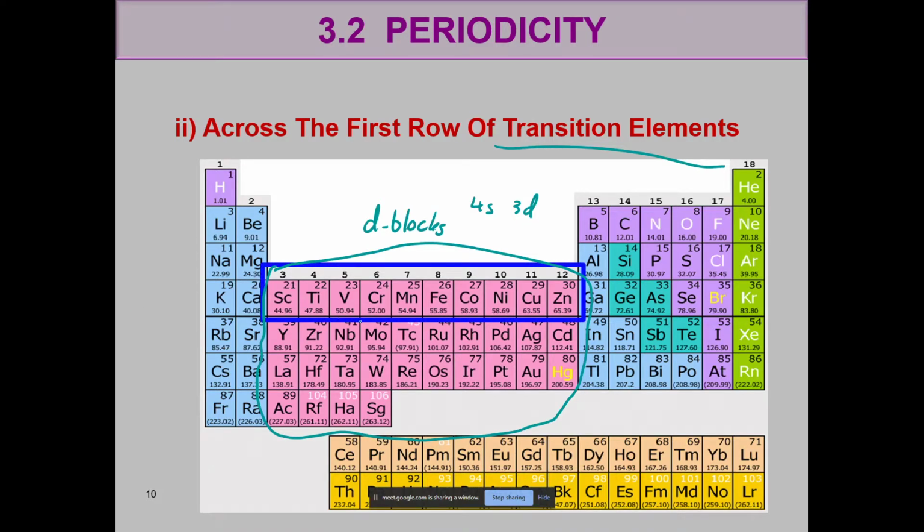So, the first thing yang kita nak tengok is across the first row of transition elements. Kita nak tengok the elements yang atas ni lah. Because it will be the same kalau you guys tengok yang bawah, the second row and the third row. Okay.